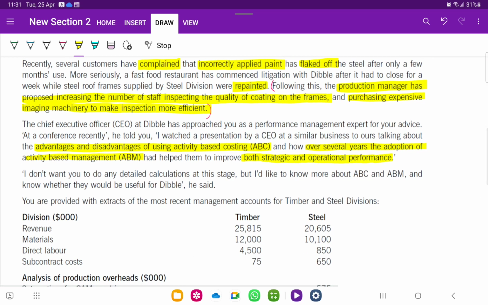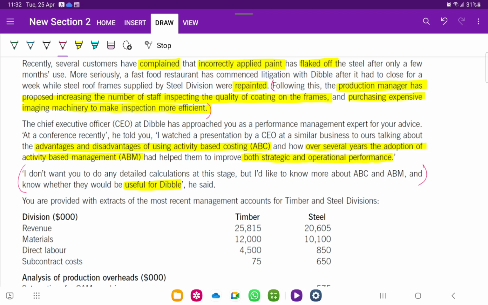I don't want you to do any detailed calculation at this stage, but I would like you to know more about activity-based costing and activity-based management. I would like to know more about ABC and ABM and know whether they would be useful for Dibble company or not. Now, this is a very important line. See, the company is currently not performing activity-based costing. It's not using ABC or ABM.